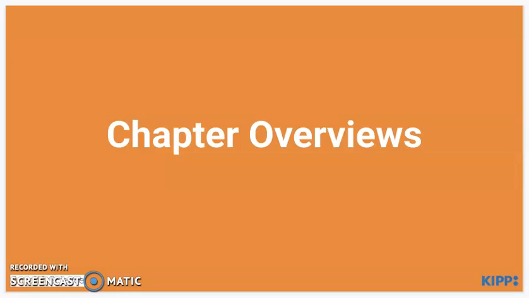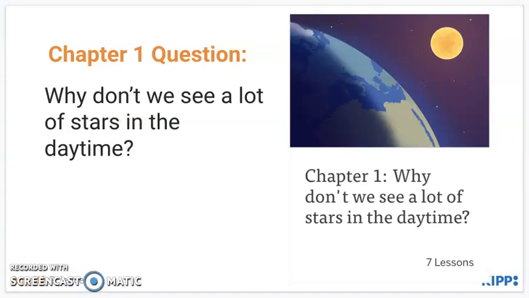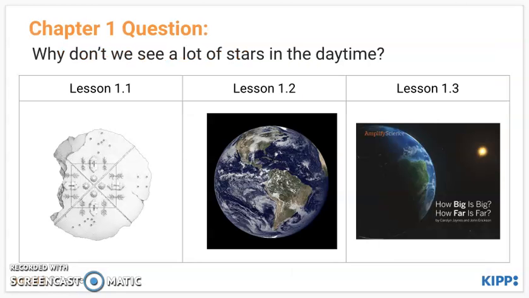We're going to start going through some of the lessons in each of the chapters. For Chapter 1, students are answering the question, why don't we see a lot of stars in the daytime? They explore the distance of stars in our universe and why the sun appears so big and bright in the sky. In Lesson 1.1, students are introduced to the artifact and to the mystery of discovering what is on the missing piece. The artifact carries through all the chapters in the unit.